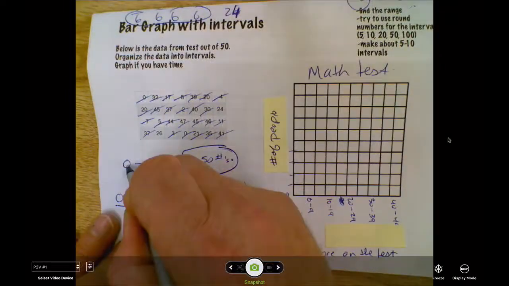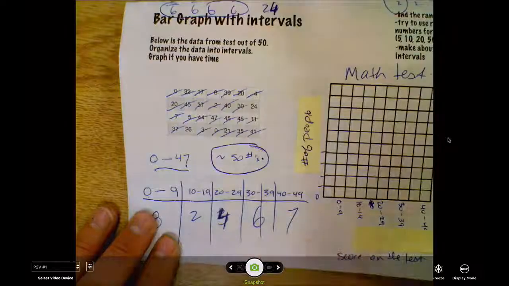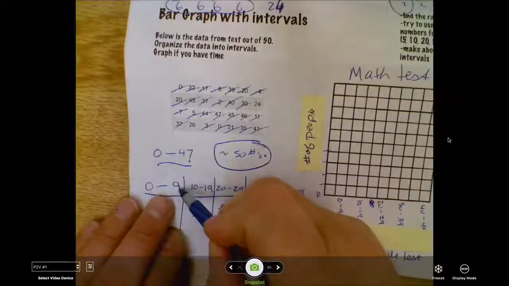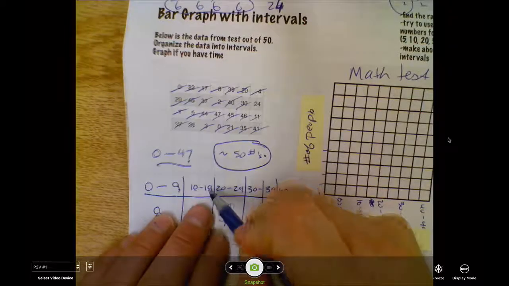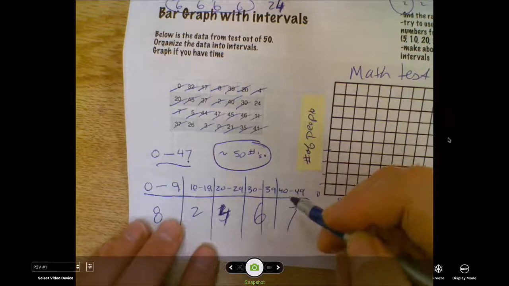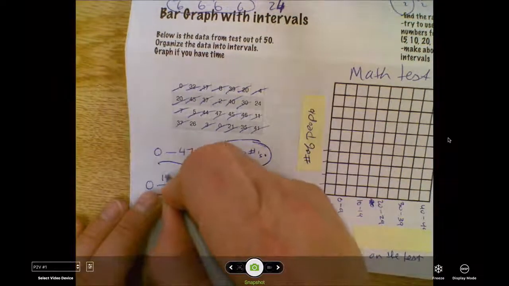So the lowest is 0. You've got to be careful, but 0 to 9 is actually 10 numbers when you count it. So I'm going to go 0 to 9 as 10 numbers, then 10 to 19 also has 10 numbers, etc. Sorry, I made a boo-boo there. So each one of these has a total of 10 numbers in there.